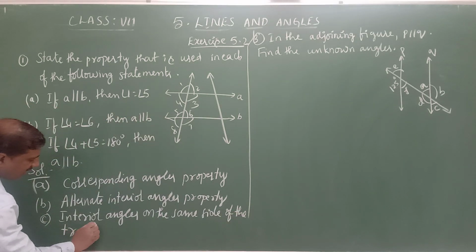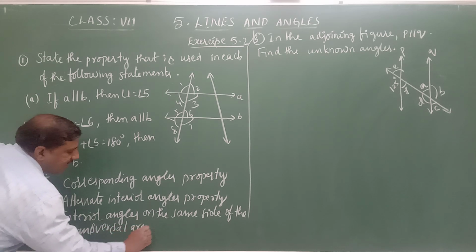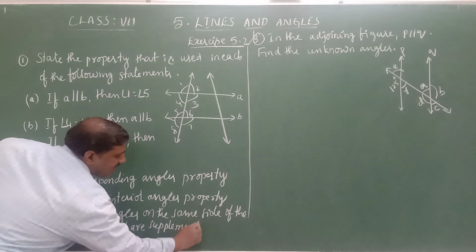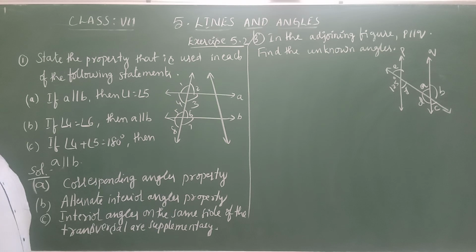Transversal, same side of the transversal are supplementary. They are supplementary angles. That is, the sum of those two angles is equal to what? It is 180 degrees.